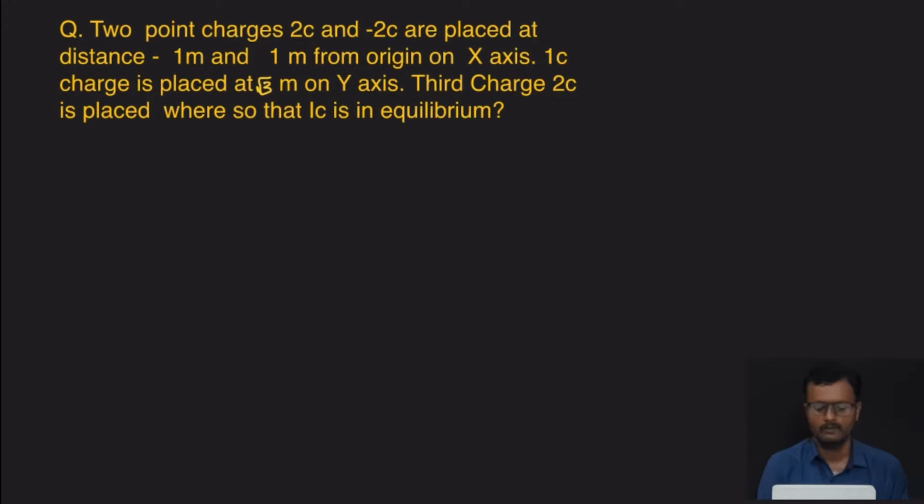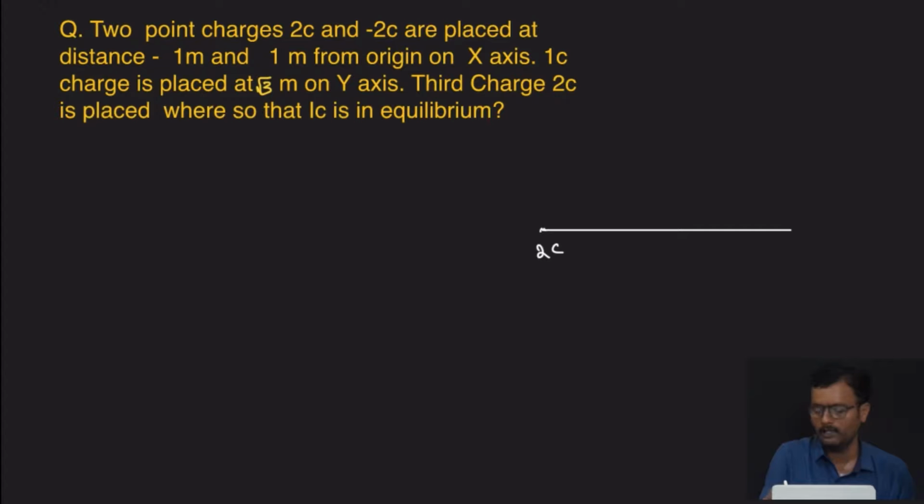Two point charges 2C and minus 2C are placed at a distance of minus 1 meter and 1 meter from the origin on the x-axis. A 1 coulomb charge is placed at root 3 meter on the y-axis. Where should a third charge of 2 coulomb be placed so that the 1 coulomb charge is in equilibrium?